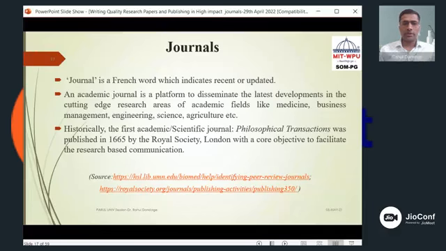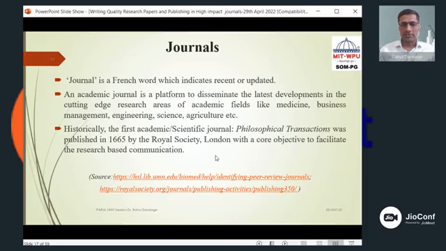Then the next part: this is all about the research paper. The research paper we are going to submit to some journal. So what do we mean by journal? A journal is nothing but an academic platform on which we disseminate the latest developments and latest trends in a particular area of research. On this common platform, multiple researchers come together and publish their research work.